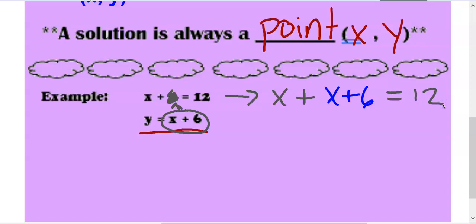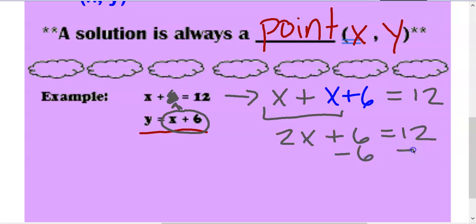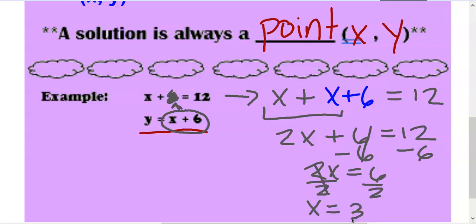Now the new stuff is over with, you should know how to solve this at this point. So in step 4, we're solving. So x plus x is 2x plus 6 equals 12. Undo the 6 by subtraction. And so I have 2x equals 6. Undo the 2 by division. And so I have x equals 3.